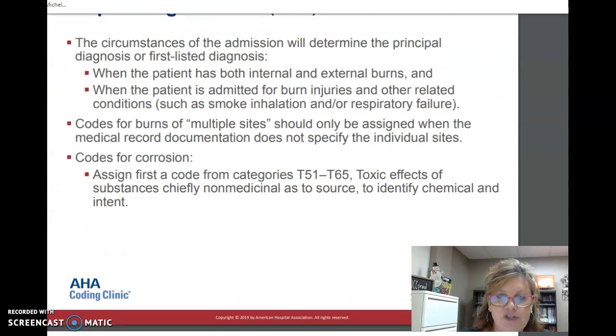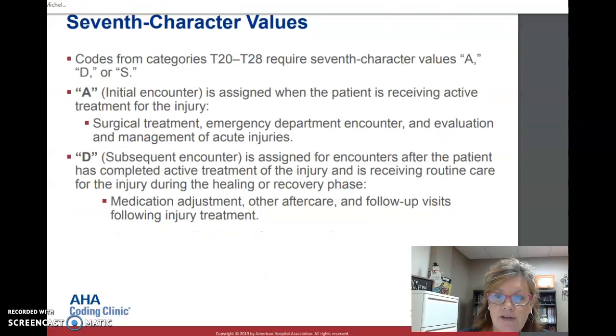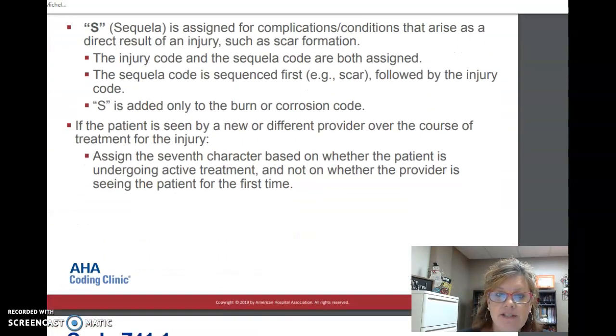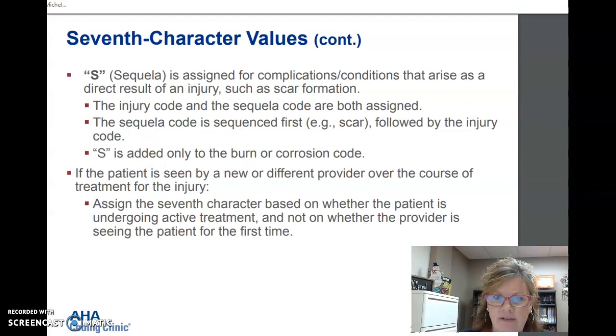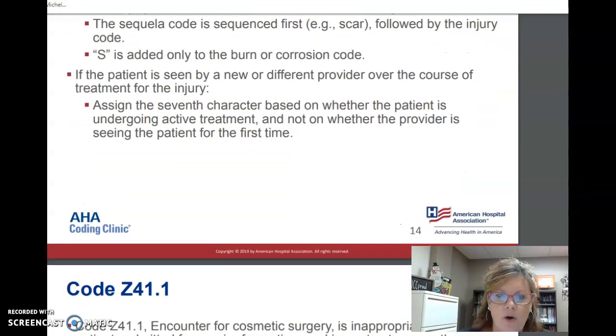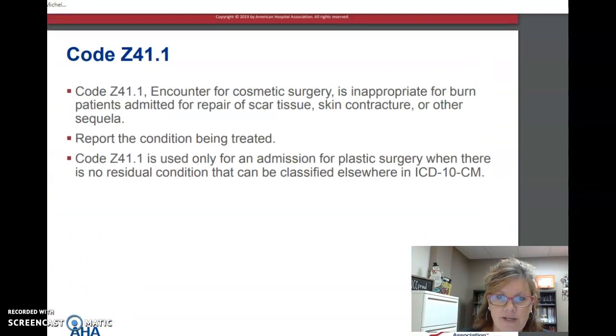Okay, multiple sites should only be assigned when the medical record does not specify the individual sites, because a lot of them will say there is a code that says multiple sites for a burn. 7th character values, I talked about that. A is going to be the initial active treatment. D is for encounters after the patient has completed their active treatment. And then sequela is going to be they're coming in because they have a scar, scar formation. Okay, so that's when we're going to use our S code. And then we have Z codes.